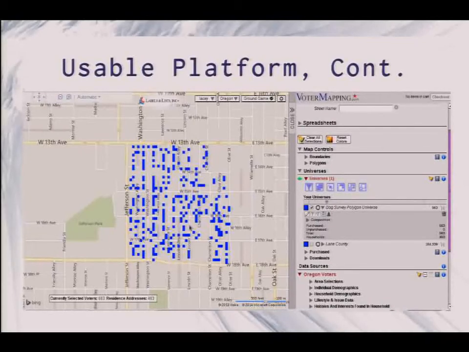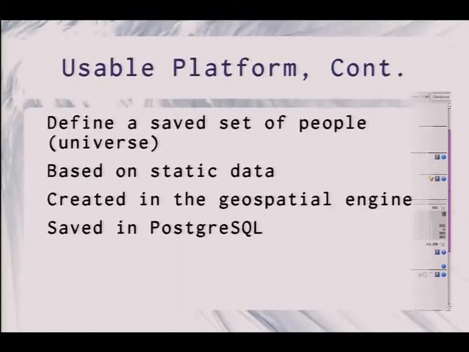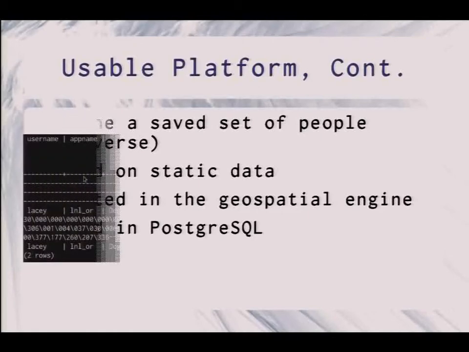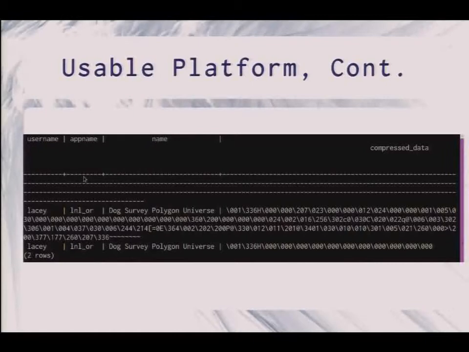Another way that people save their state is they make this thing called a universe. So I took that polygon selection, and then I saved it in what we call a universe, which is really just a grouping of people. A universe is a saved set of people. It's based on that static data, that NFS stuff, and it's created in the geospatial engine we have. But it's saved in Postgres. And it's done that way for some really important reasons that I will get to. But this is kind of what it looks like.